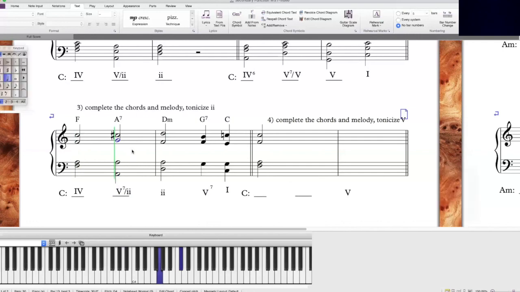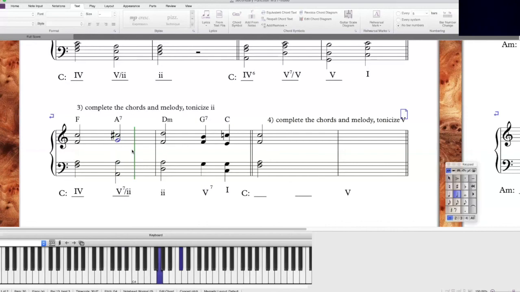Here's just this chord, right? That is that dominant seventh sound, right? The major triad minor seventh. And that resolves correctly to the D minor here. So here's the entire thing.